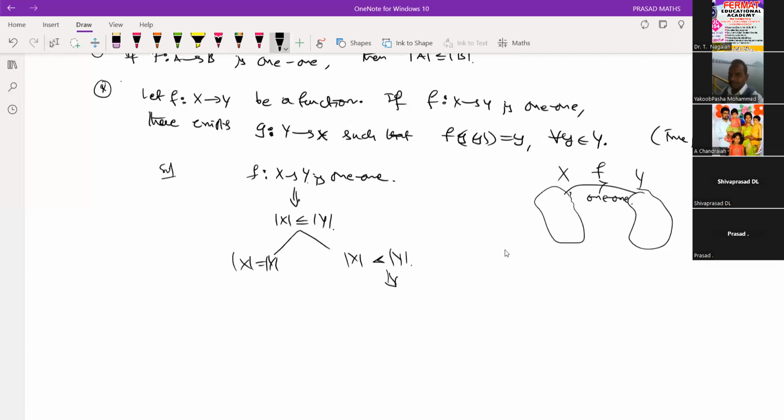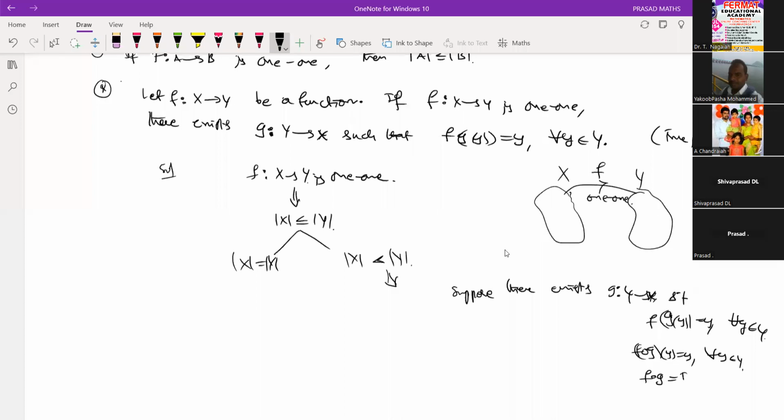We assume that there exists some function. Look at the option: there exists a function g from Y to X such that f of g of y equals y for every y belonging to Y. Suppose this happens. What happens? f circle g of y equals y for every y belonging to Y. That means f circle g equals the identity function on Y, right? It's an identity function on Y.